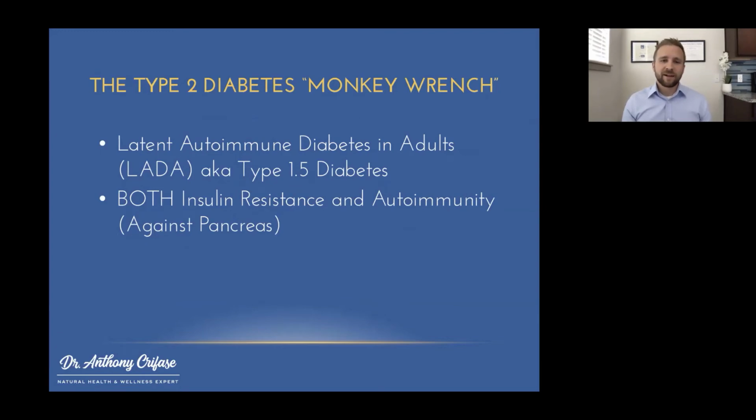So we talked about the type 2 diabetes, type 1.5, kind of this monkey wrench, okay? This latent autoimmune diabetes in adults. And this affects both the insulin resistance and autoimmunity against the pancreas. So it's a combination. There's an autoimmune component and there's an insulin resistant component. So it's a combination of type 1 diabetes, which is purely autoimmune, and type 2 diabetes, which is mostly insulin resistant in nature.